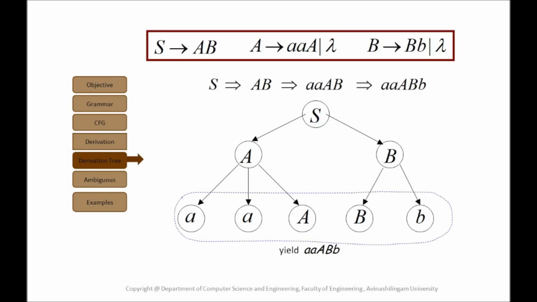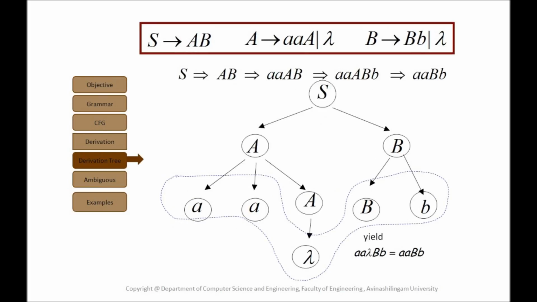Next we have to substitute the fourth production, that is B tends to BB. So at the leaf node we yield AAABB. Now we have to substitute the third production, that is A tends to lambda. So we yield AA lambda BB, which is equal to AABB.